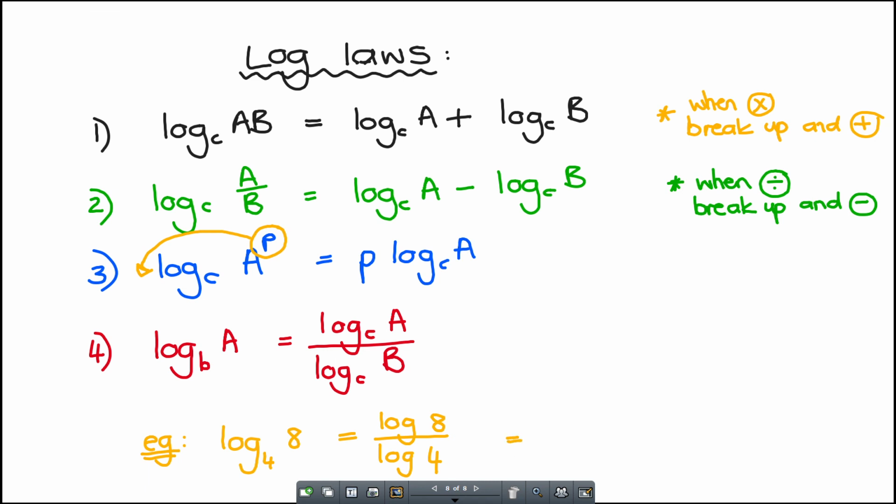Okay. 8 is the same as 2 to the power of 3, nee? And 4 is the same as 2 to the power of 2. Okay. Nou kyk gou-gou wat het ons hier gedoen. What do we do when we've got an exponent at log? We put it to the front, or move it to the front, nee?